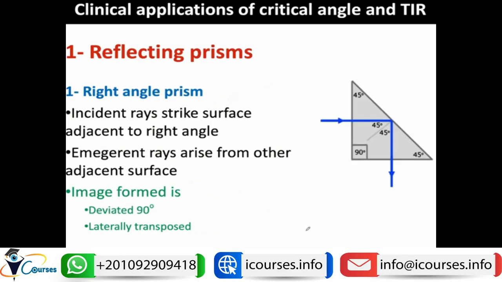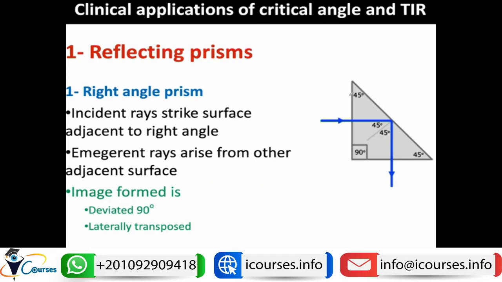Let's have some clinical applications of critical angle and total internal reflection. There are some prisms that we will discuss in the second lecture, and we will know their applications in the instruments. So we will just know the basis of them now, and we will know their uses later on in the instruments. There are reflecting prisms that use the principle of total internal reflection.